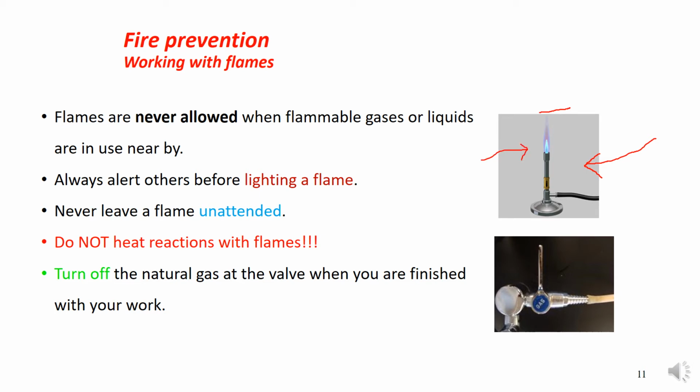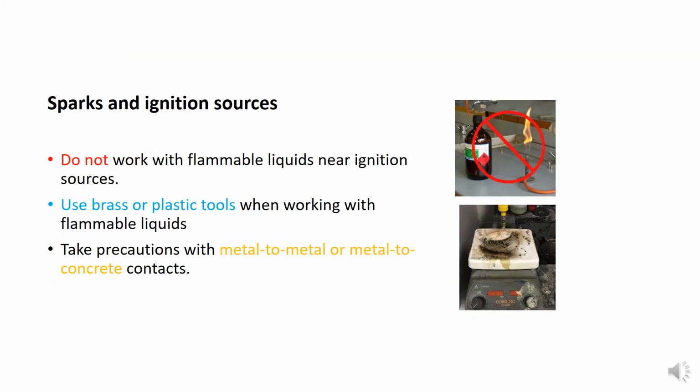Secondly, this equipment is also connected with this gas valve. Always not only stop the flame, but also stop the gas from here. Otherwise, the gas leakage will continue even though there is no flame over here. The heat reaction with the flame is, of course, very dangerous. Turn off the natural gas whenever you are not working or if you are away from the experiments. So always turn off the gas, and also turn off the flame. You have to do two things. This is really very important to avoid fire.